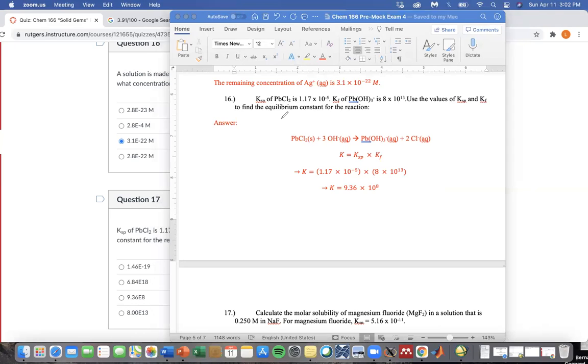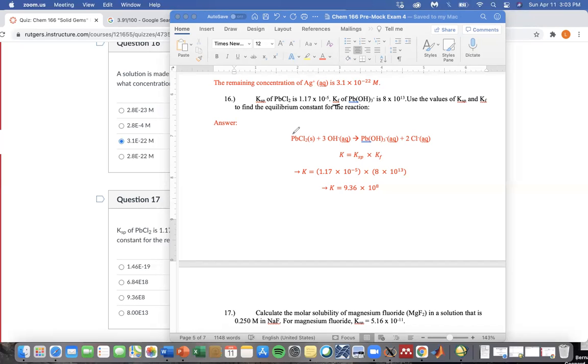And so the whole point of the Kf here is that it ends up making a complex that has lead in it. And so your PbCl2 is going to keep dissolving, because you're not going to reach equilibrium, because you're not going to have any of the Pb2 plus just floating around in the solution. And so you'd have this equation where you have PbCl2 plus 3OH minus yields Pb(OH)3 minus plus 2Cl minus.